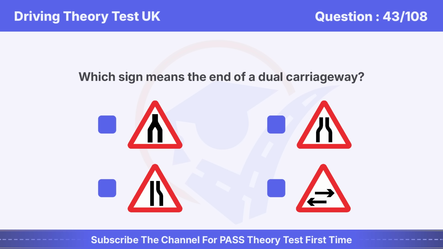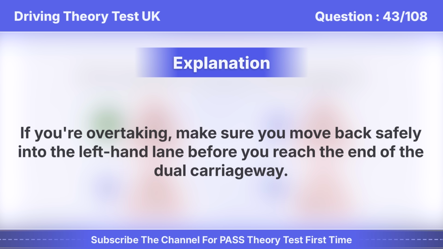Question 43. Which sign means the end of a dual carriageway? Answer is A. If you're overtaking, make sure you move back safely into the left-hand lane before you reach the end of the dual carriageway.